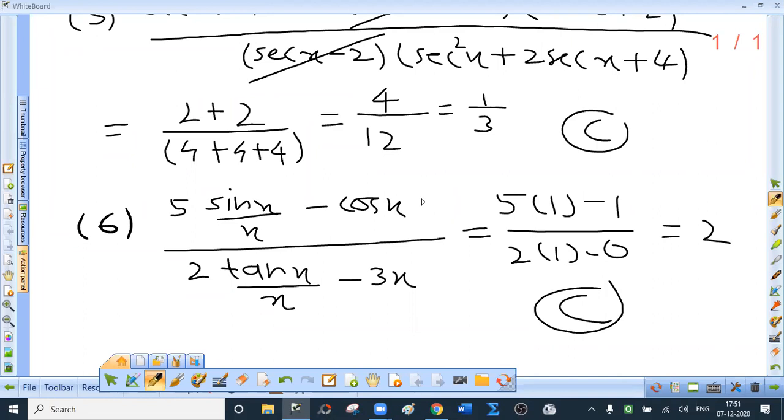Sum number 6. Divide numerator and denominator by x. So 5 sin x by x minus cos x upon 2 tan x by x minus 3x. Take limit. To take the limit means to use standard trigonometric limit or replace x by limiting value, which is 0. So 5 into 1 minus cos 0 is 1 upon 2 into 1 minus 0. So 2 is the final answer.